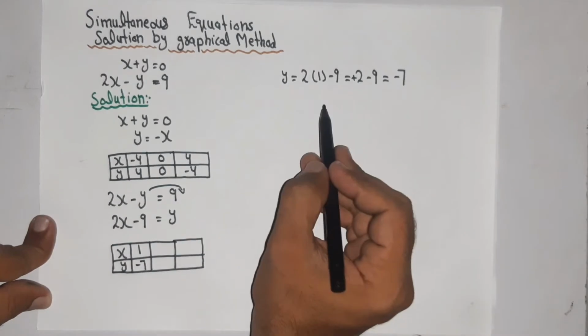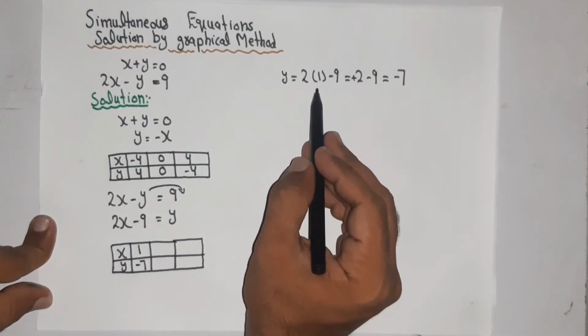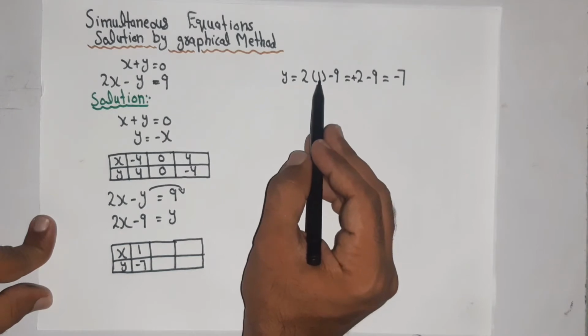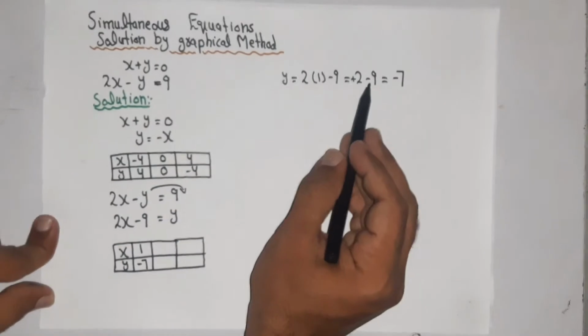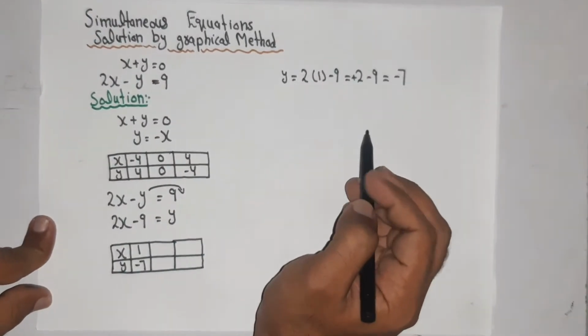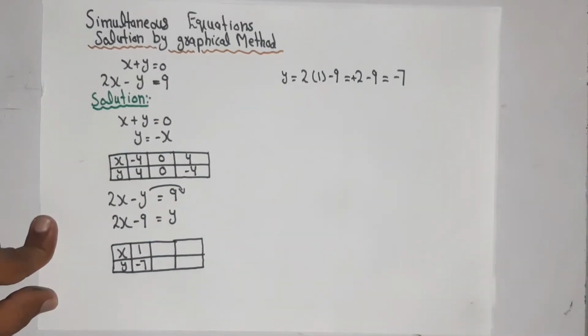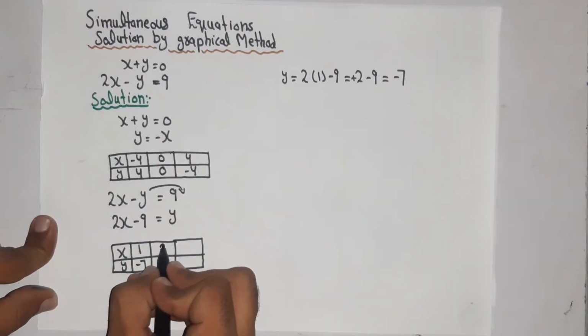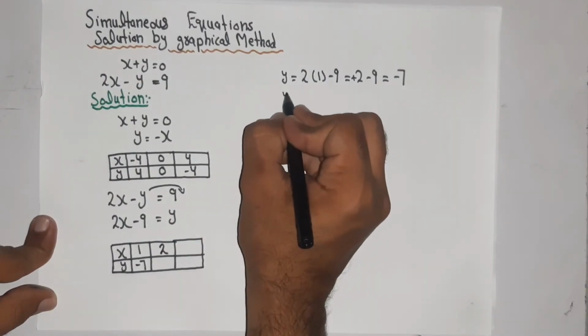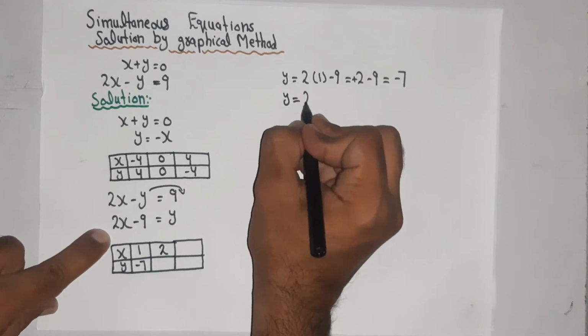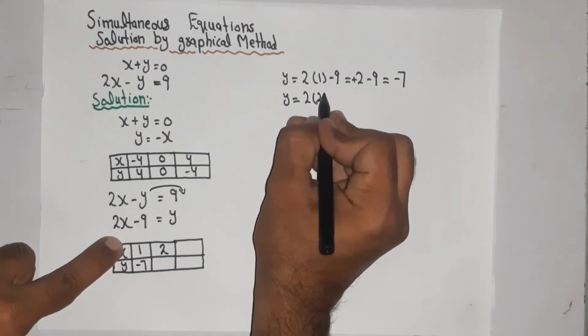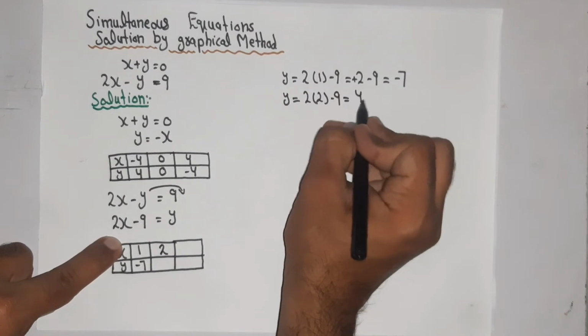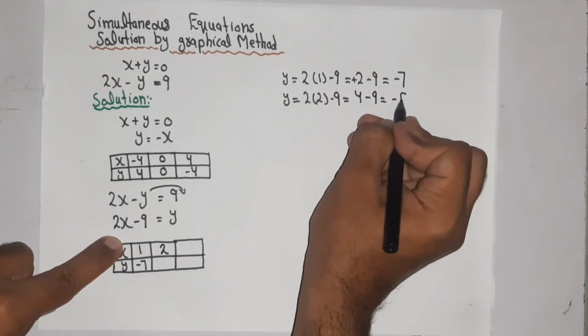Why am I not taking the negative values of x here? Because if I take negative values, let us suppose I take minus 1, 2 ones are 2, minus 2 minus 9 is minus 11. So the points we get will be quite large, and it will be a bit difficult to draw them. Now if we take x as 2, then y equals 2x minus 9, so 2 into 2 minus 9, 2 twos are 4 minus 9, so we will have minus 5.